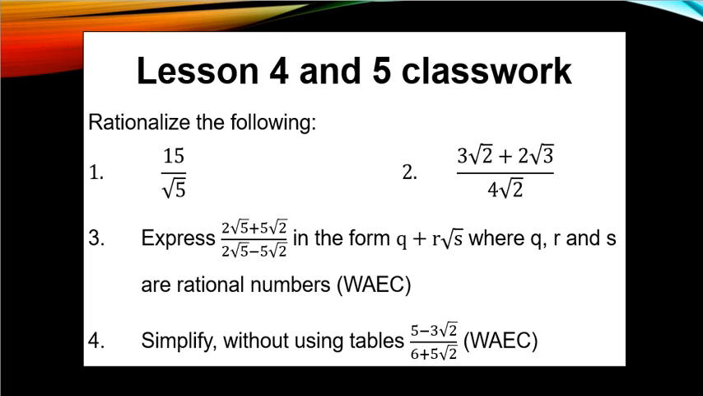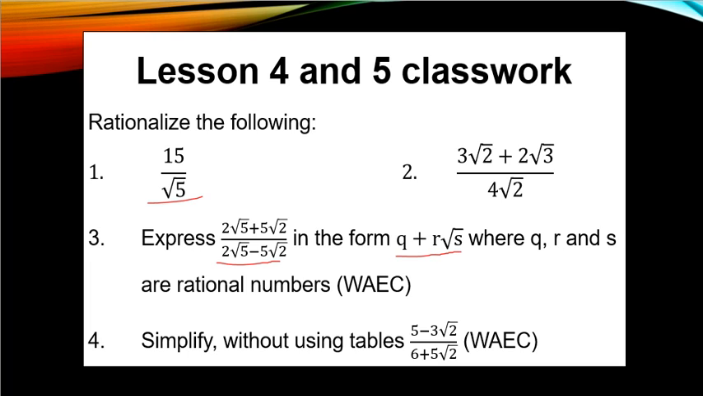You have the instruction: rationalize the following. Number 1, 15 over root 5. Number 2, 3 root 2 plus 2 root 3 over 4 root 2. Number 3, express 2 root 5 plus 5 root 2 over 2 root 5 minus 5 root 2 in the form q plus r root s.